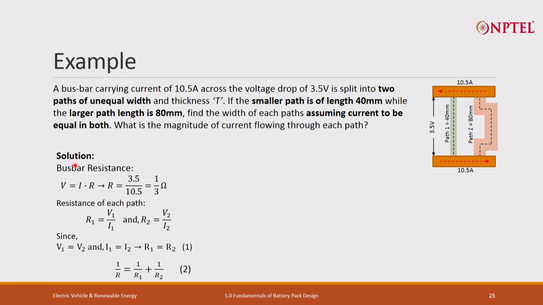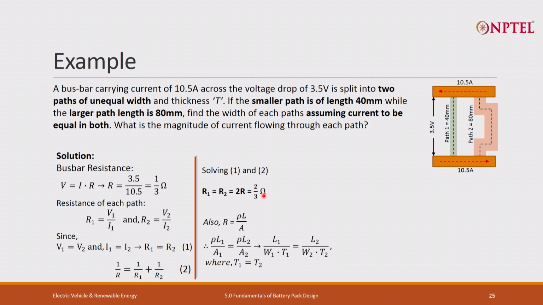Solution is simple. From V = IR, we have the resistance as 1 by 3 ohm. Now, the resistance of each path, R1 and R2, we need to find out. Since V1 = V2 and I1 = I2, R1 = R2. Once again both are in parallel, so that formula has been applied. Solving this, you will find R1 = R2 = 2R, that is 2 by 3 ohm.